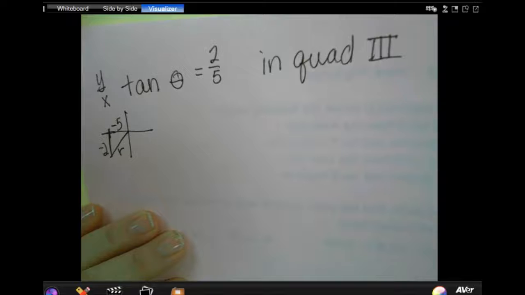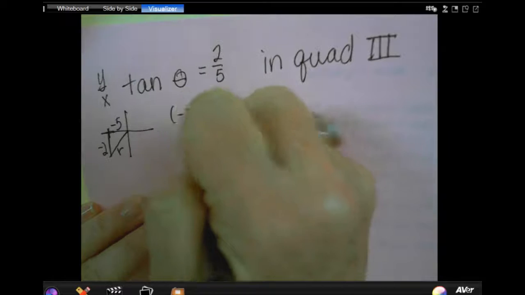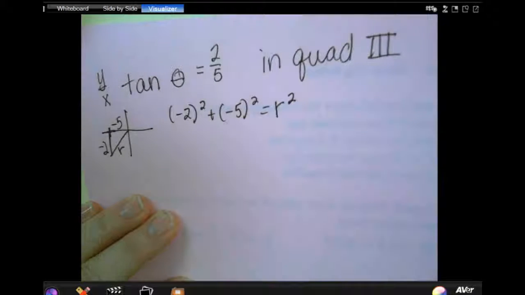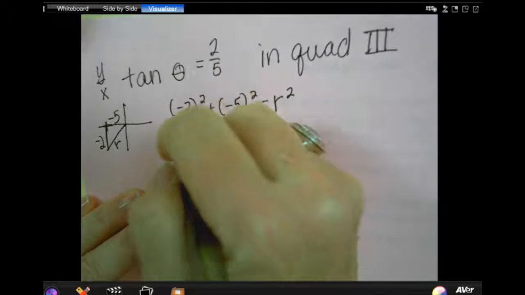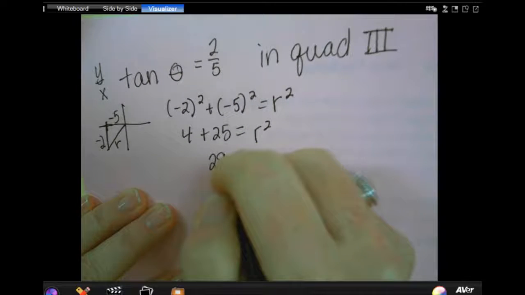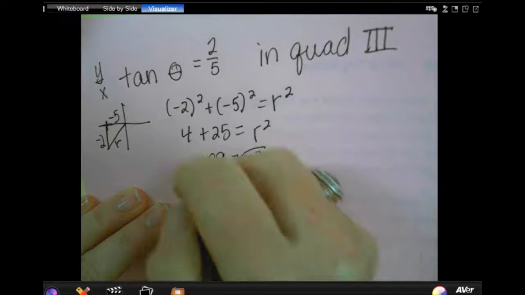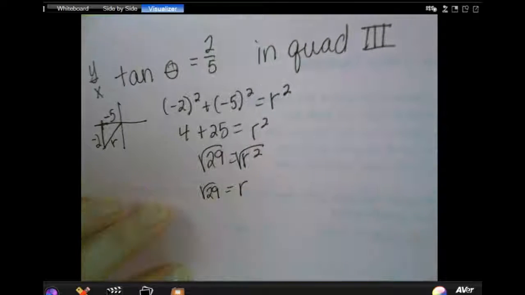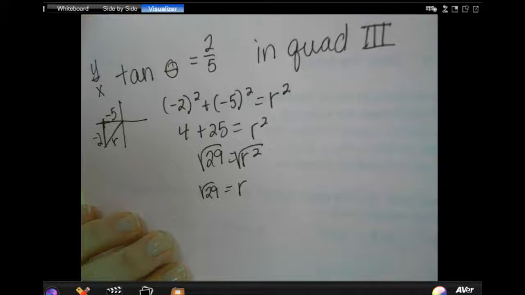So what's the first thing I have to find? So I'm going to take negative 2 squared plus negative 5 squared equals r squared. 2 squared is 4. So I'm taking the square root on both sides. So r is the square root of 29. And the radius always has to be positive, so I don't need the negative one. I don't even have to consider it. The radius is always positive.